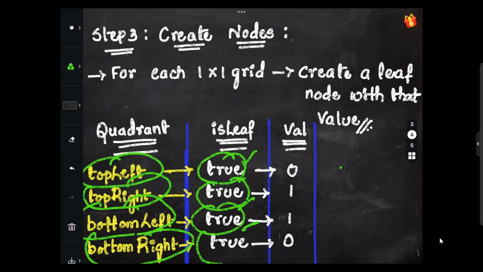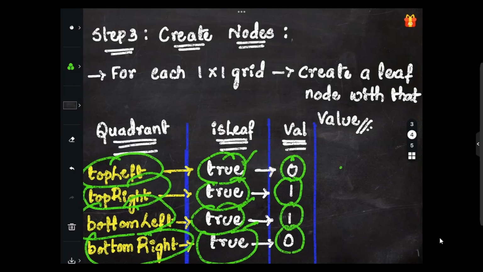Boolean value true, true, true, true. And the value we have here is accordingly with the input 0 1 1 and 0. This is simple, right? Easy to understand. All the values we have within the input are the values we are considering from the first example. The value we have here is 0 1 1 0.